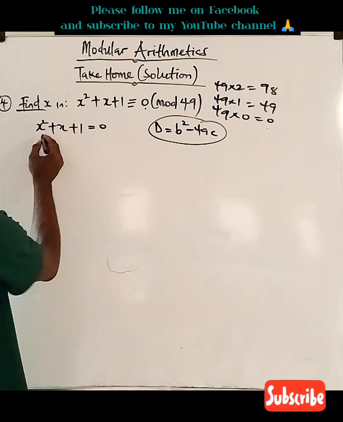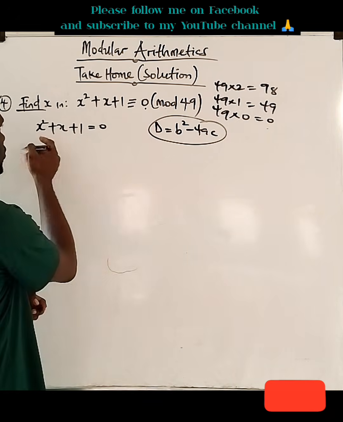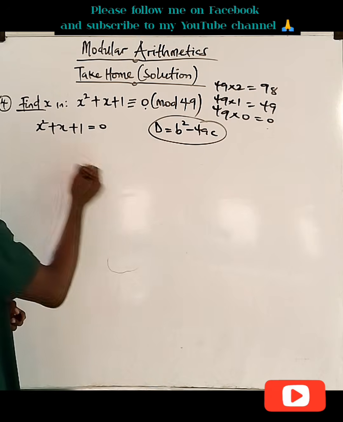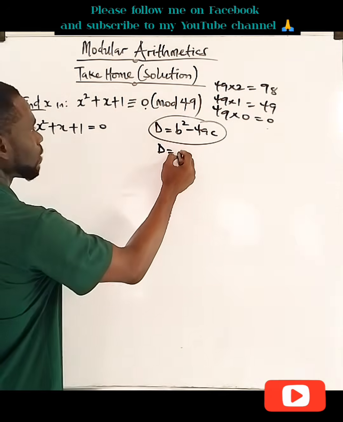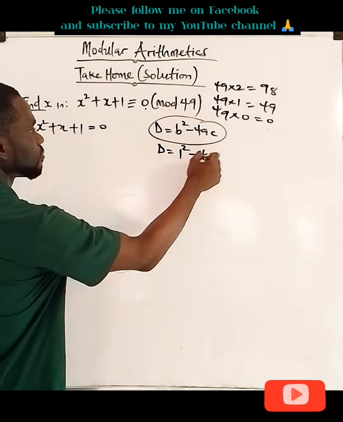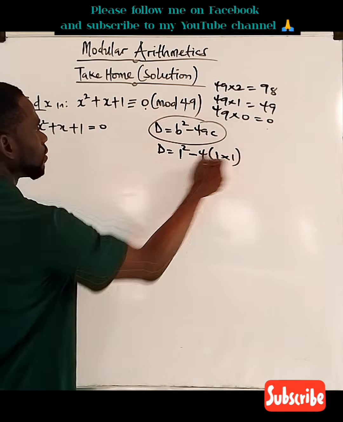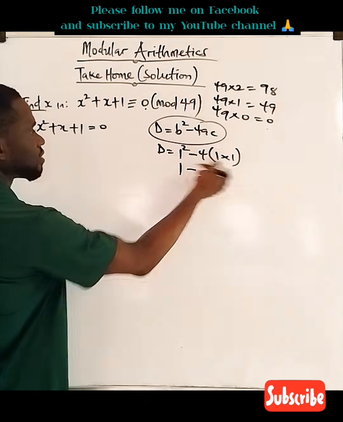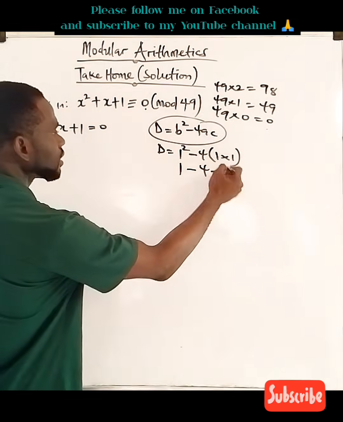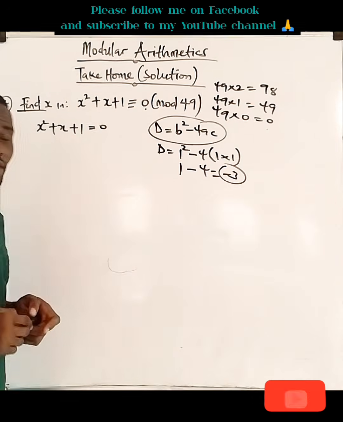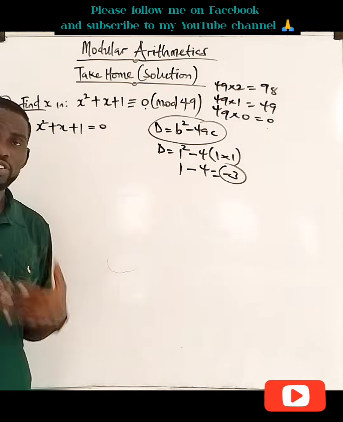So let's see if this is solvable or not. A here is 1, B is 1, C is 1. So the discriminant is B, which is 1, raised to 2, minus 4 times A, which is 1, times 1. 1 raised to 2 is 1, minus 4 times 1, which is 4. This is minus 3. So we're going to end up having a complex result.